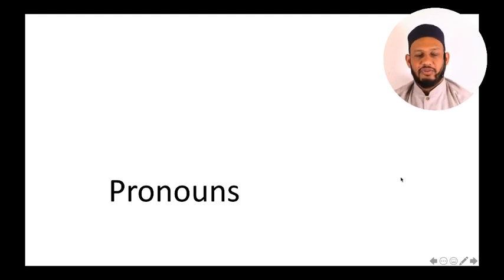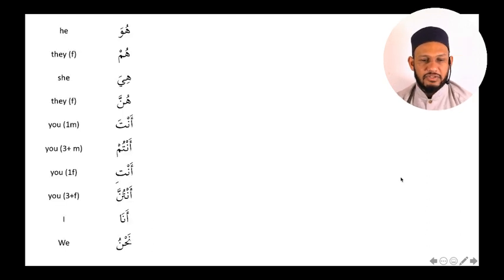The new section we're going to do is a section on pronouns. Once you do this section, you will find that this concept appears all the time in the Quran. On every page of the Quran, you'll find this multiple times. So this is going to be a new section that we're going to do, inshallah. So let's start with this table, which you have to memorize.